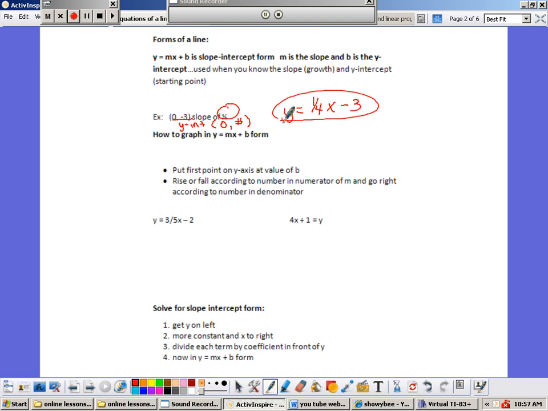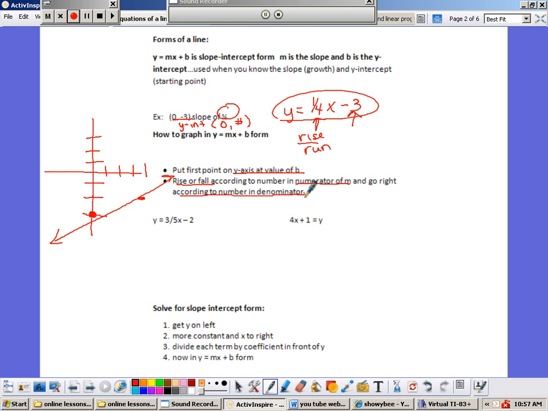Now how to graph it. What you do when you graph it is you start at the y-intercept. That is your starting point. That's another reason why it's called your starting point. And it says to go to -3 and you put a dot. Then you go over to your slope, and your slope tells you your rise over your run. So from your starting point, I need to rise 1 and run 4. Now notice it's a positive slope, so it should be leaning to the right, and mine is leaning to the right. And then I can graph my line. So you're going to put your point on your y-intercept as your value of b, and then you're going to do your rise and run according to your numerator and denominator of your m.